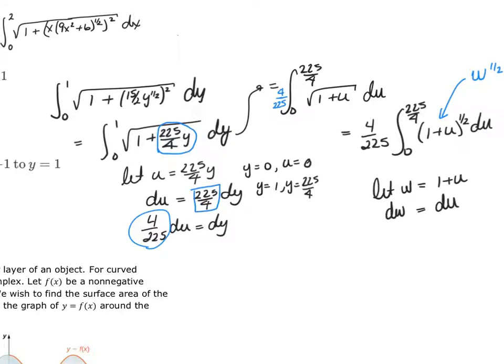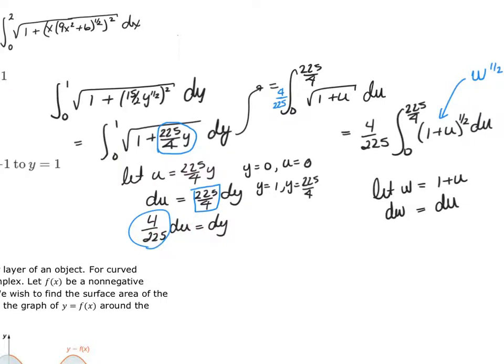But in my original function up here, I don't see 225 over 4 outside of what I'm expecting u to be. So I don't see it right here as a multiplier, and I don't see it here as a multiplier. So if I decide that u is 225 over 4y, then dy would just be that constant, which is the 225 over 4. But that's missing here. So to adjust for it, I divide both sides by 4 over 225.